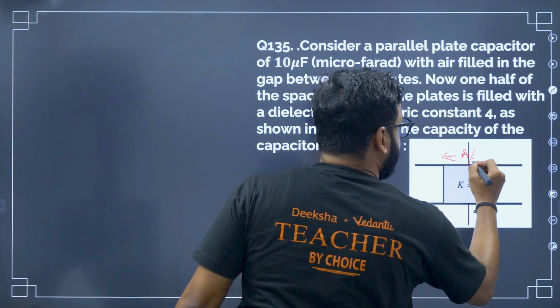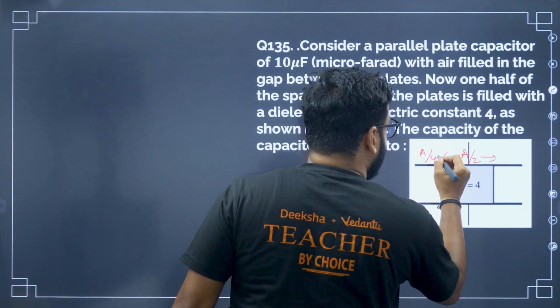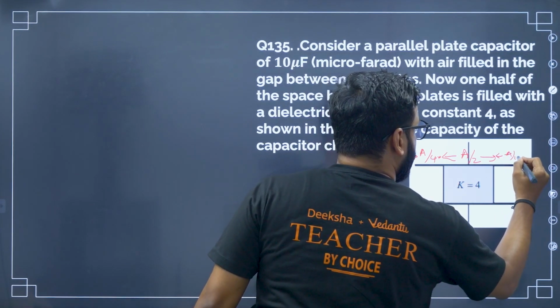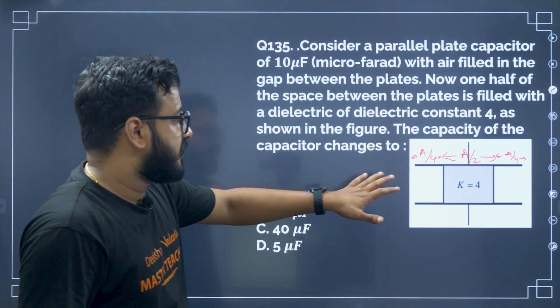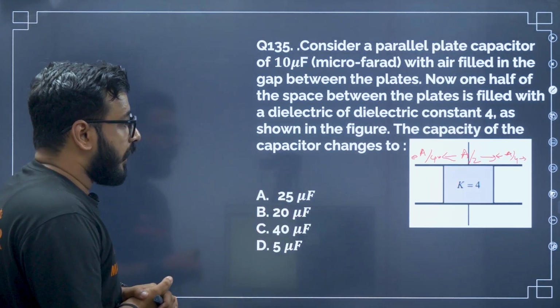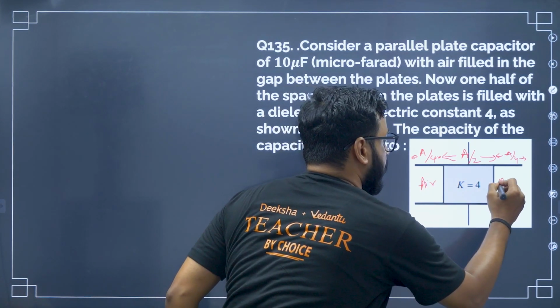This is half of the area, and this is the remaining, that is a by 4, and this is once again a by 4. Okay, a by 4, a by 4, a by 2. All right, so this is the spread, how it happens. Fine. Okay, so now this is air. Actually there is no dielectric, this is air, this is air.